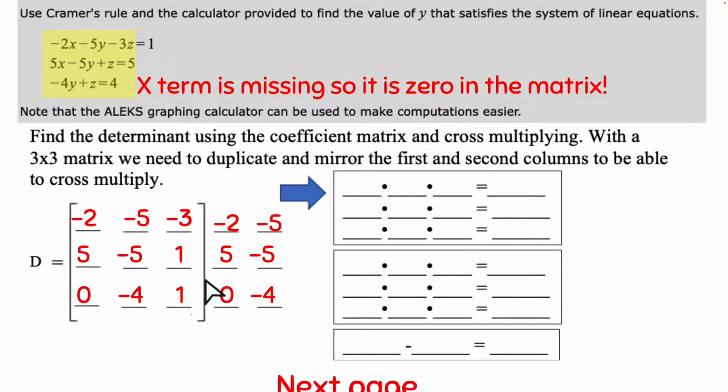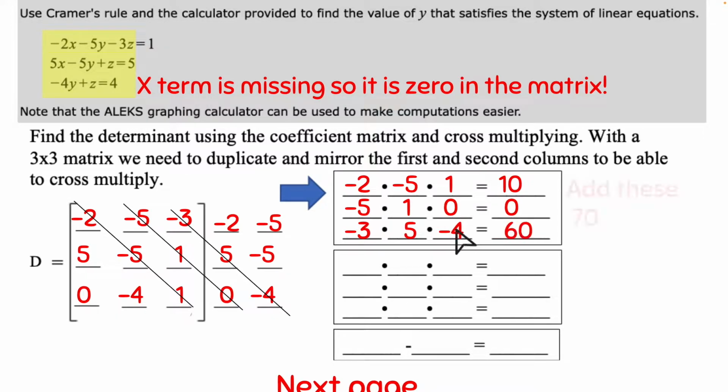So I'm going to go -2, -5, and 1. So here I get 10. -2 times -5 is 10, times 1 is 10. And then I get the next one, -5 times 1 times 0. Well, anything times 0 is going to be 0. Then -3 times 5 times -4. So that one's a little bit bigger. You could go 5 times -4 and you get -20 times -3. Just to help you do that mental math a little bit. And you get 60 because there are 2 negatives here. So now that I've cross multiplied going down, I'm going to add those numbers. So 10 plus 0 plus 60 is 70.